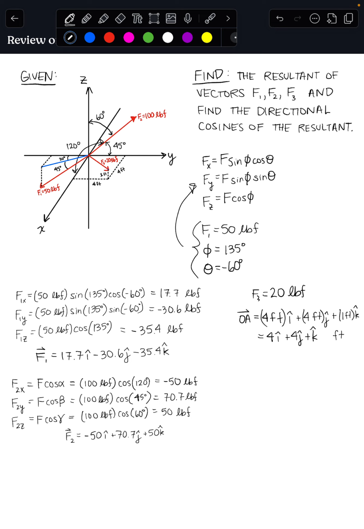Now we need to turn this displacement vector into a unit vector, and that unit vector will tell us just the direction of F3, and we'll get rid of the magnitude of this displacement, which we don't really care about in this example. So to make a unit vector, first we need to know the magnitude of OA so we can divide it out, and that magnitude is going to be the square root of 4 squared plus 4 squared plus 1 squared, right? So I'm just squaring each of the components and taking the square root of the sum of those.